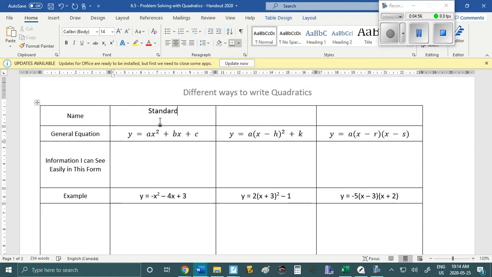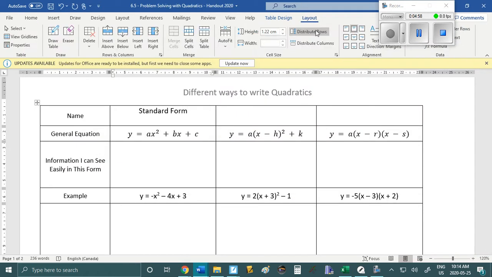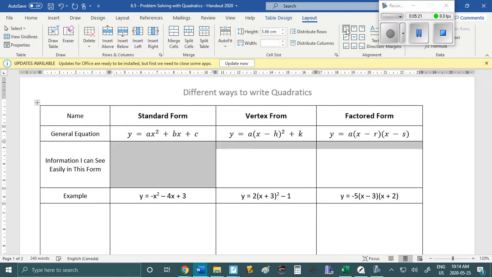So this is standard form. Okay. And make both of these centered. This is obviously vertex form, vertex form. And this one here is factored form. So these are 3 types of equations. Very important that you know the 3 different types. Okay, and then for this, I'm going to just have it regular old like this.